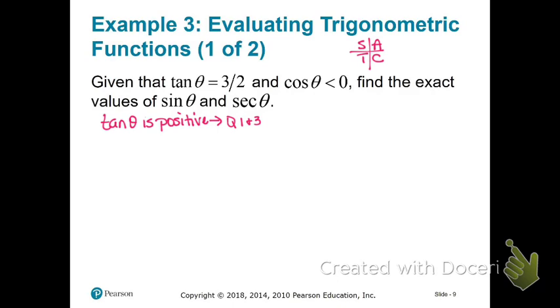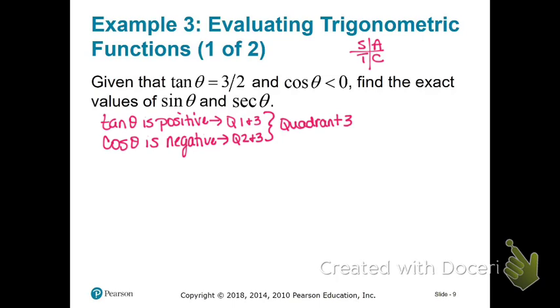Alright, but it told me cosine is less than 0. This is what we just did, isn't it? Less than 0 means negative. And where's cosine negative at? Yeah, quadrant 2 and 3. So what quadrant are we going to be in here? Where do they overlap? We're in quadrant 3.